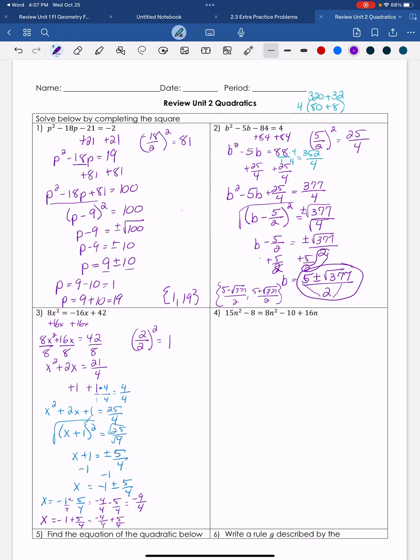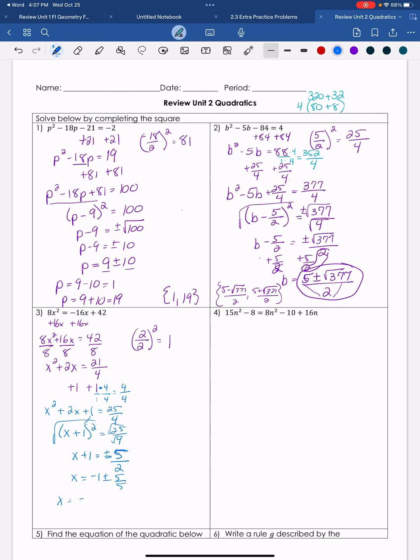Please forgive me, guys. I knew I was going to do something dumb. This is not 4. This is not 4. Sorry, and there's no way for me to go back and edit. So you guys are going to have to deal with my mistake. Plus or minus 5. The square root of 4 is not 4. The square root of 4 is 2. So this is going to be x is equal to negative 1 plus or minus 5/2.